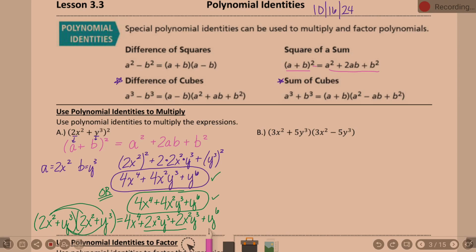Okay. Let's look at B. Which one does B match up with? B is the difference of squares, yes? The idea that this is in the form of a plus b times a minus b. If this is in the form a plus b times a minus b, what is it going to be equal to? A squared minus b squared.